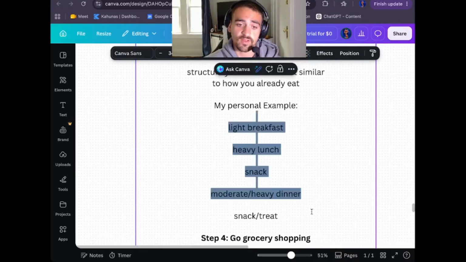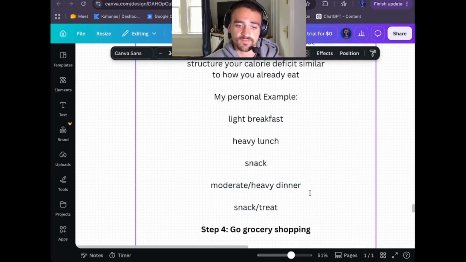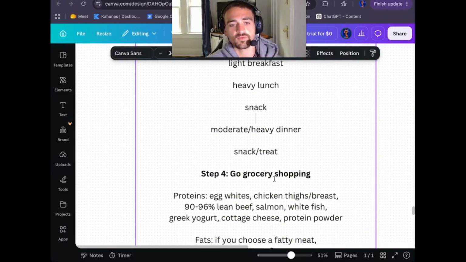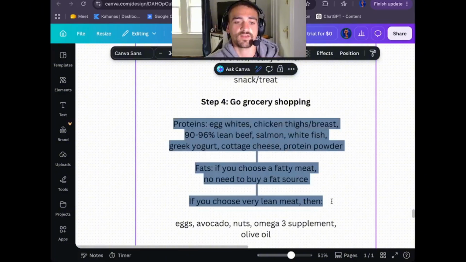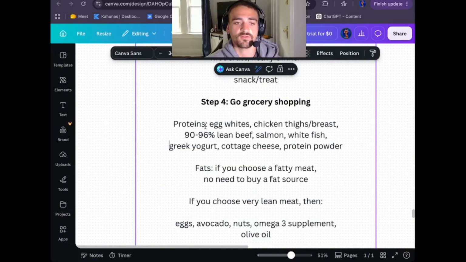Okay, so figure out what a full day of eating might look like for you, how many meals you're going to eat, and then move on to step 4. Step 4, of course, is go grocery shopping. So if we take a look at what kind of foods we should buy at the grocery store, I pretty much laid it all out here.